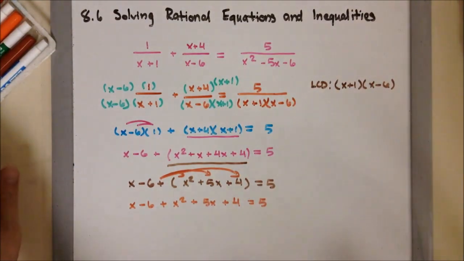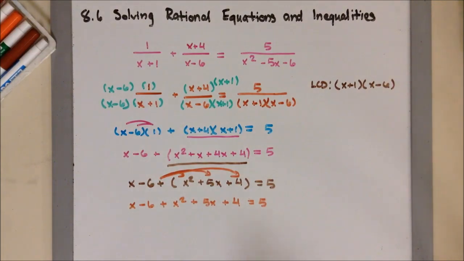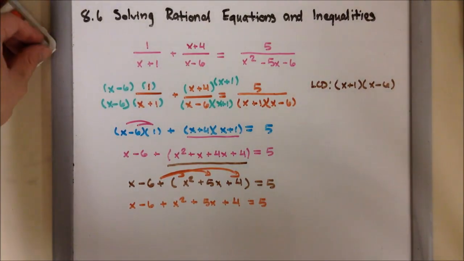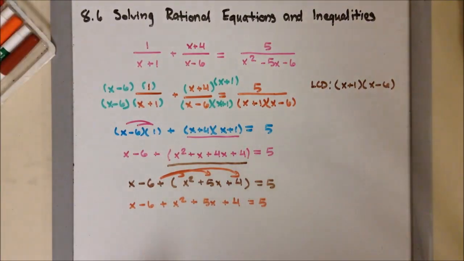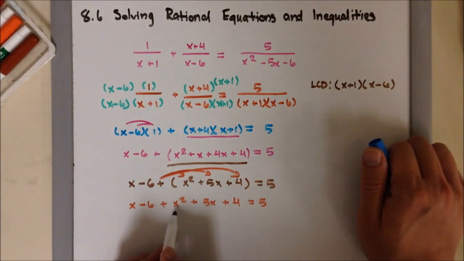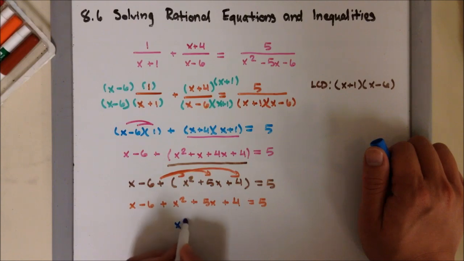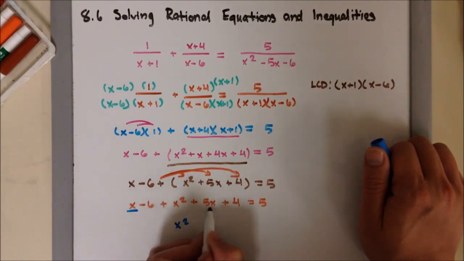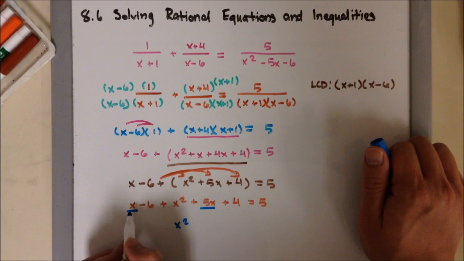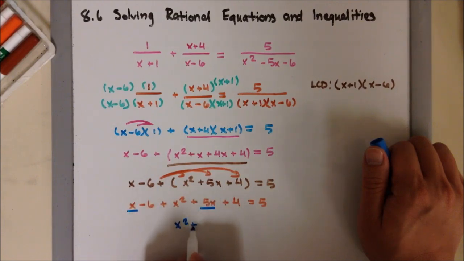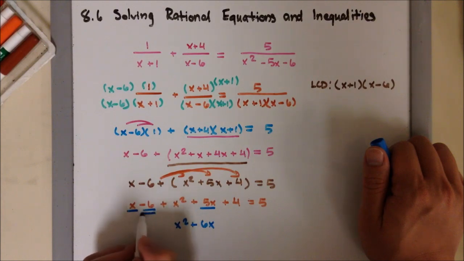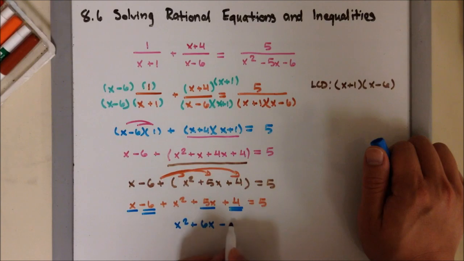So once I finish distributing my plus, I am going to combine like terms. So let's see what I can combine. Now the x squared, there's not much, so I'm just going to bring it down. But I can combine my x with the 5x. So x plus 5x will be plus 6x. And then my numbers, negative 6 and positive 4. So negative 6 plus 4 will be minus 2, equal to 5.